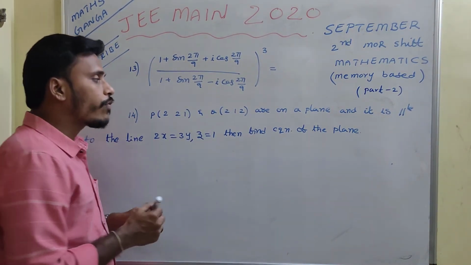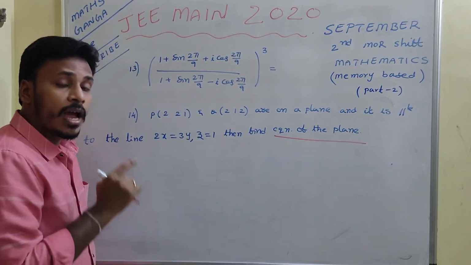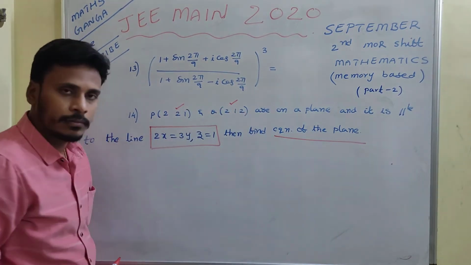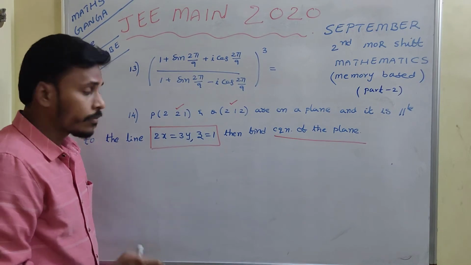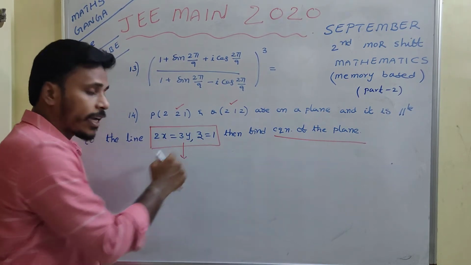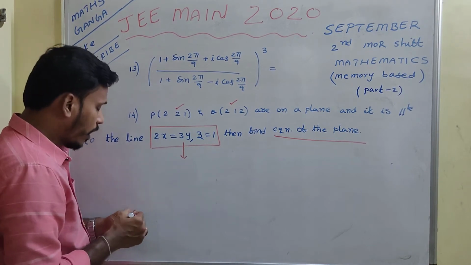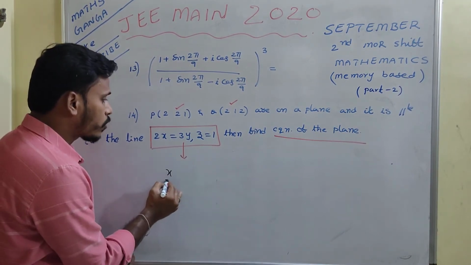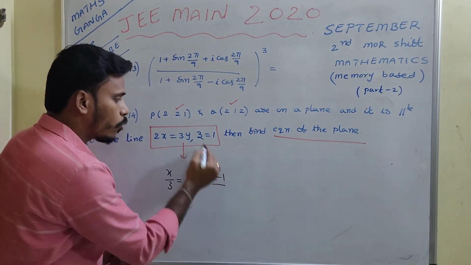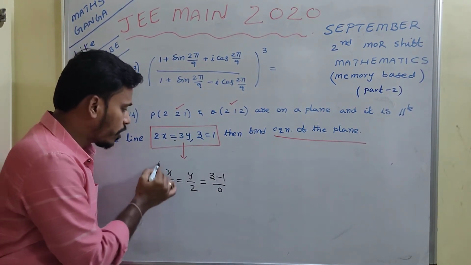To find the equation of the plane, some data is given. We need to find the equation of a plane that is parallel to a particular line, and there are 2 points on the plane. First, what is the line? If you express this line in symmetric form, it becomes: 2x equals 3y, so x by 3 equals y by 2, and since it is z minus 1, z equals 1, we write it as z minus 1 by 0. So this is the symmetric form of the line.